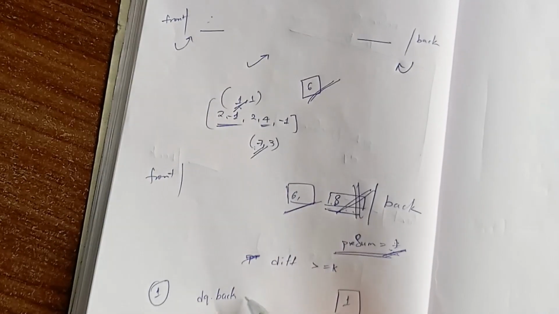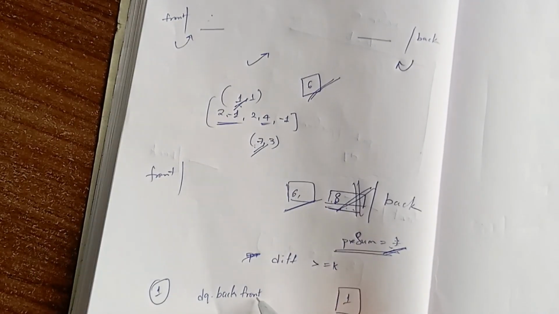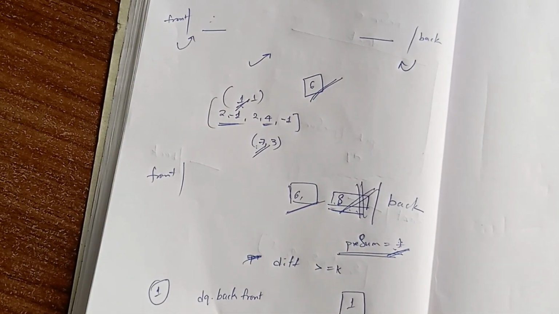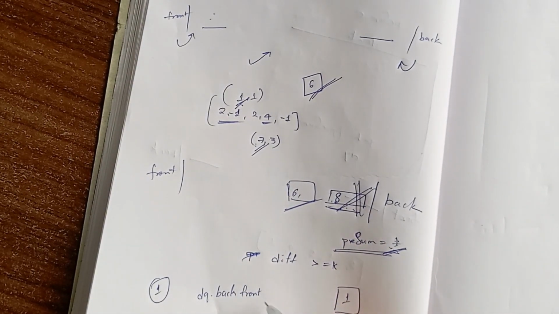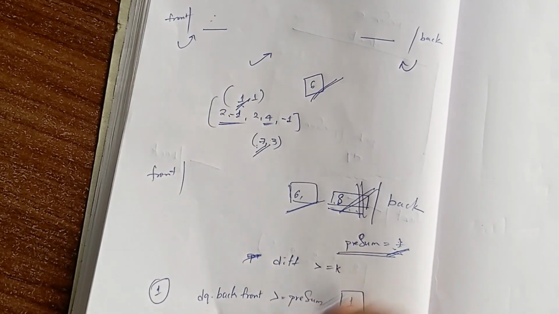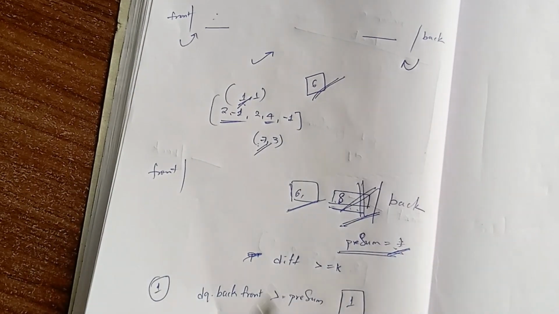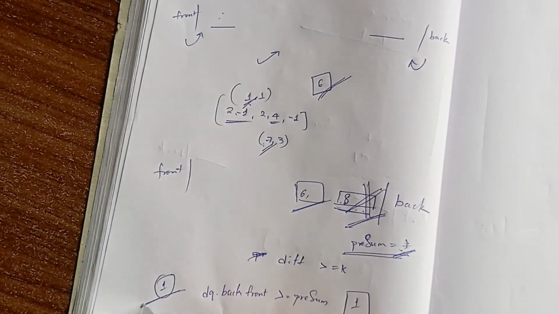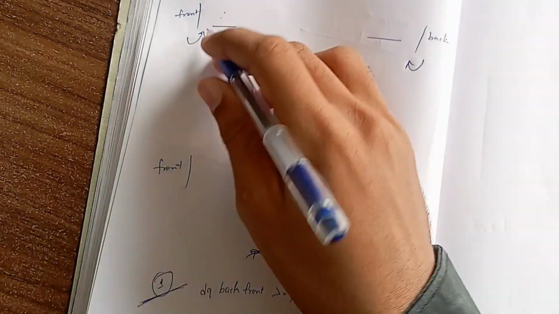That means we need to do one operation: if the prefix sum of the back, or the last element, of the DQ is greater than or equal to the current prefix sum, then we need to pop the last element. So this is the one important operation we need to do in the iteration.